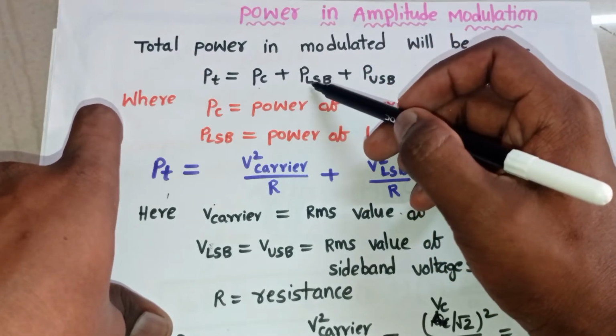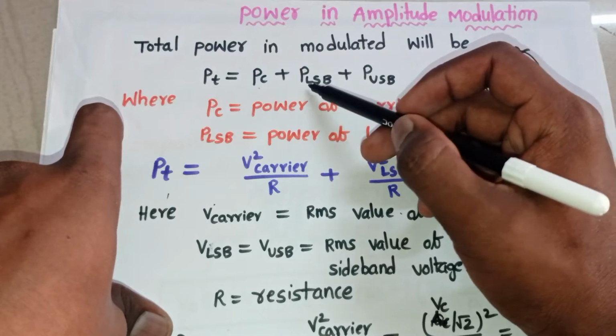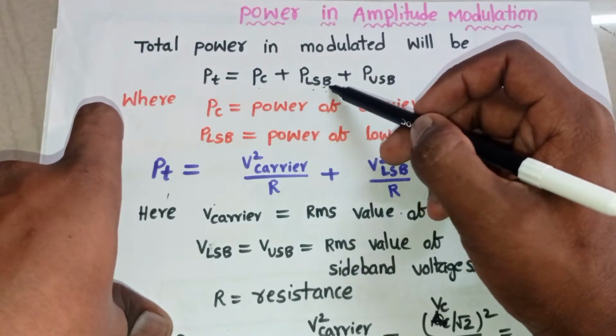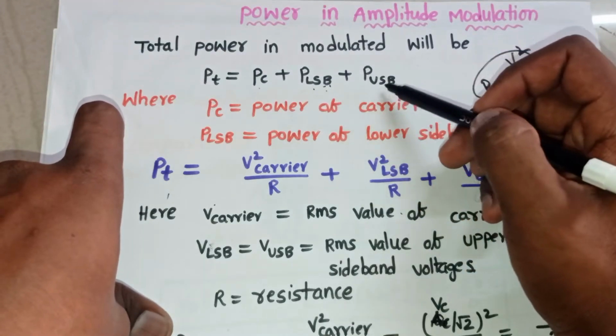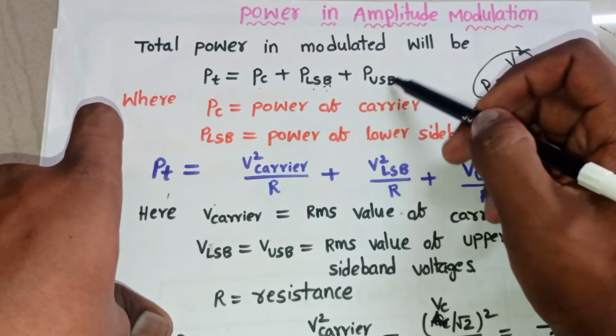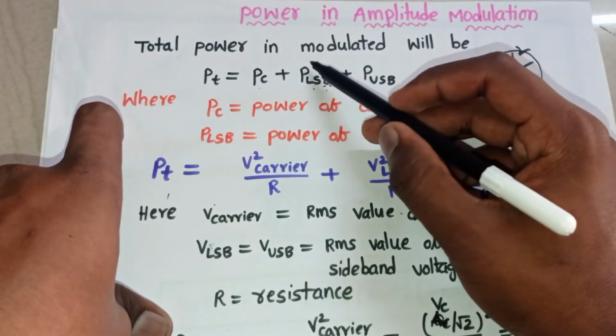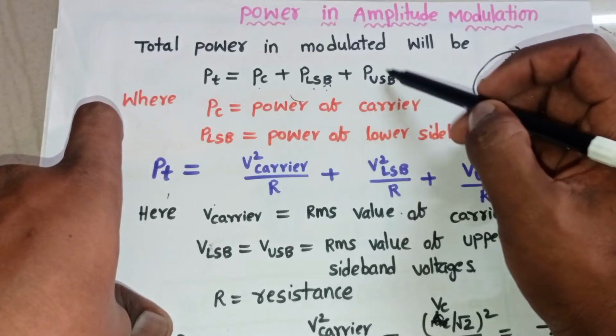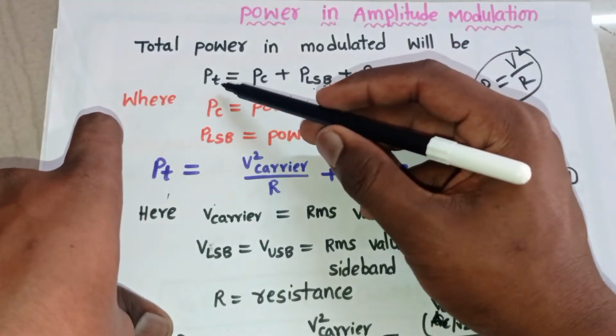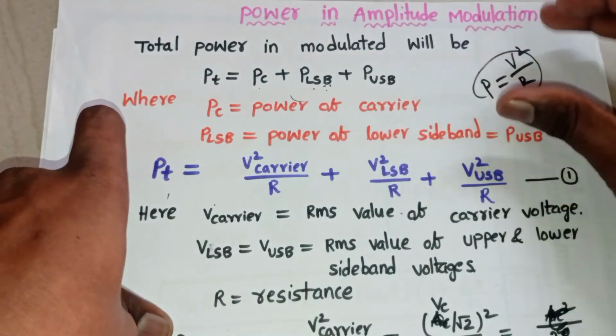LSB is the lower sideband, plus PUSB, where USB is the upper sideband. That is, the power of the lower sideband plus the power of the upper sideband plus the power of the carrier is the total power of the amplitude modulated wave.